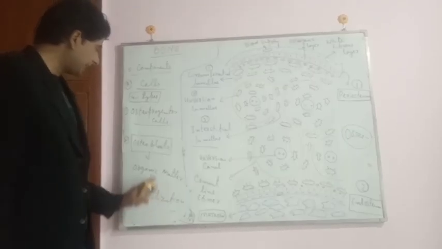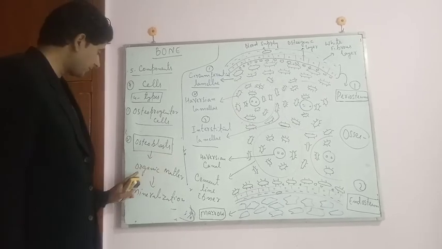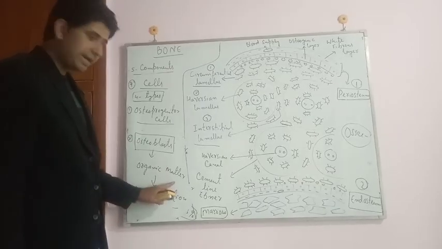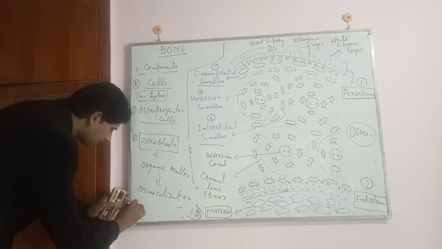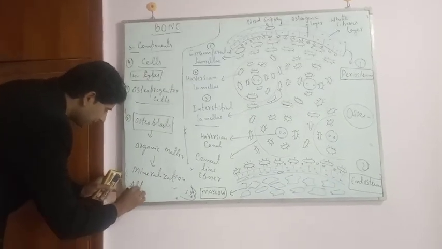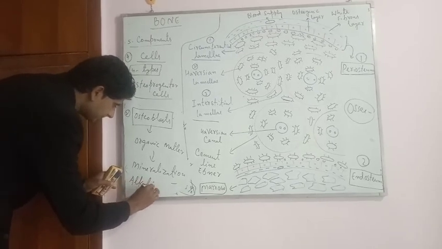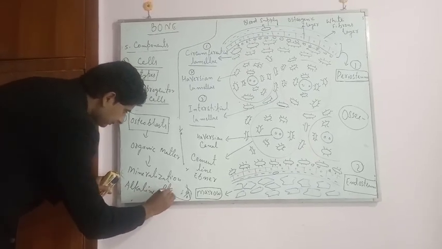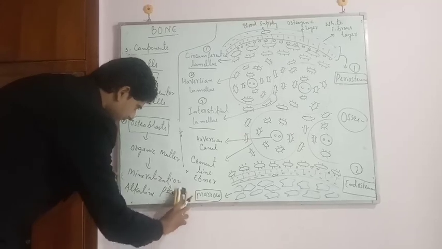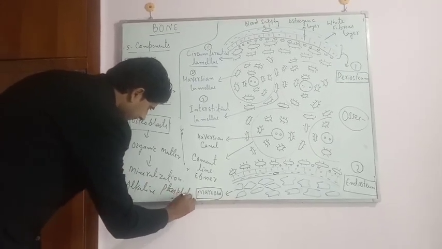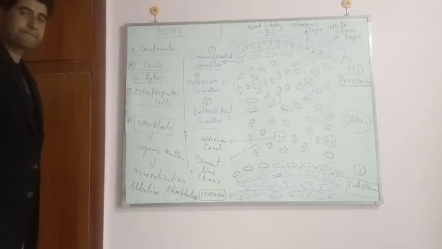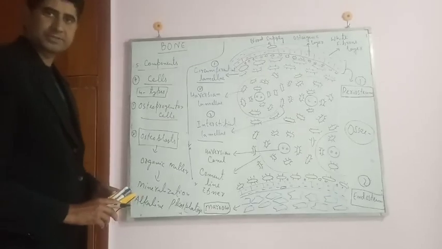So the osteoblasts, first of all, secrete the organic matter, and later on they help us in the mineralization with the help of an enzyme called alkaline phosphatase. So that is the second type of cell, that's called osteoblasts.